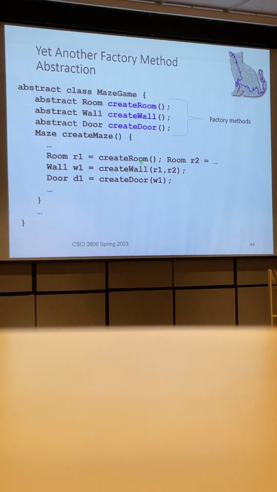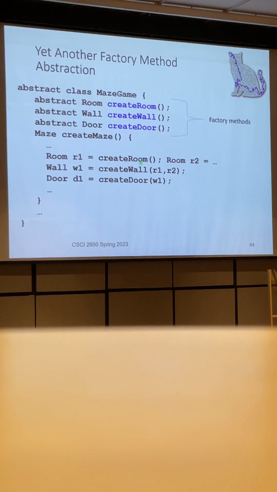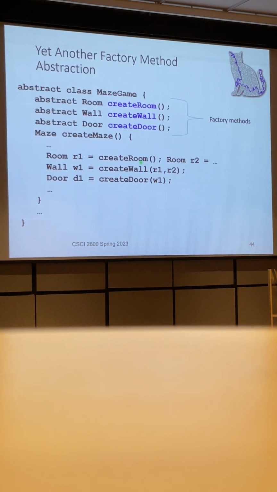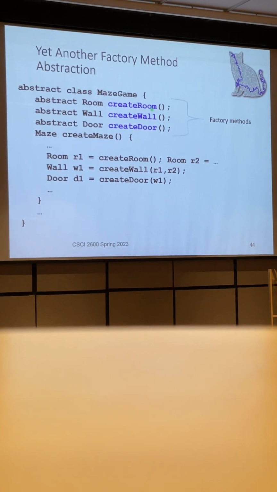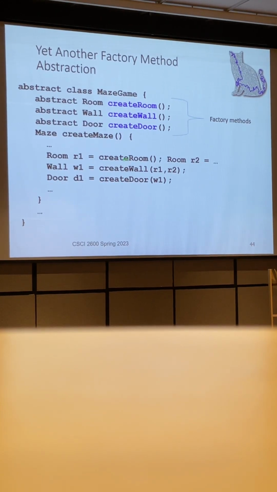But it's a promise that whatever object we might have in reality, it wouldn't be a maze game, because maze game is abstract. It would be one of the subtypes of maze game. And since create room is declared as an abstract method in maze game, then every concrete subclass of maze game must have an implementation of create room. So when this create room is called here, it will be the create room from that specific object that is an instance of a subtype of maze game.